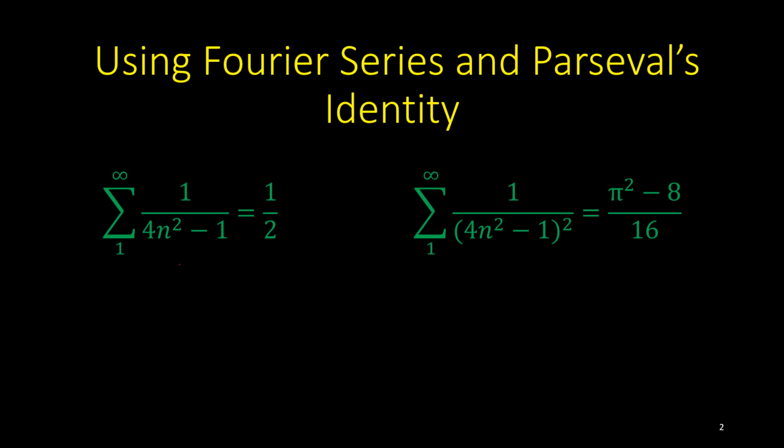In this video, we are going to prove the following two equalities, the sum of the series using Fourier series and Parseval's identity. First one is the summation of 1 upon 4n square minus 1, and that value is half. And second one is the summation of 1 upon square of 4n square minus 1, and that is equal to pi square minus 8 upon 16.